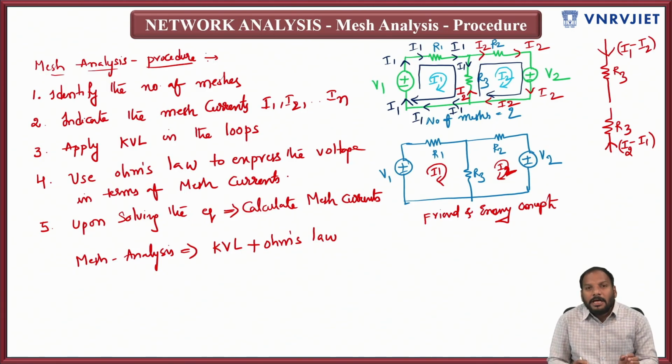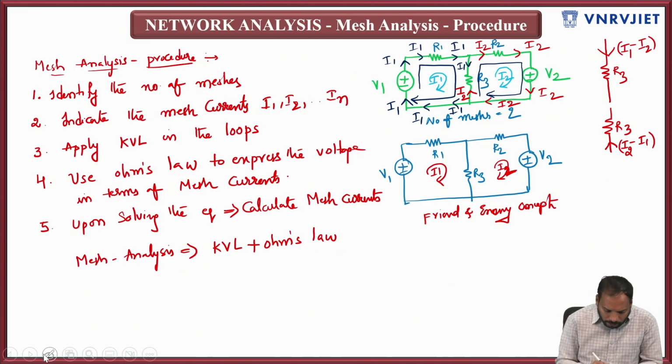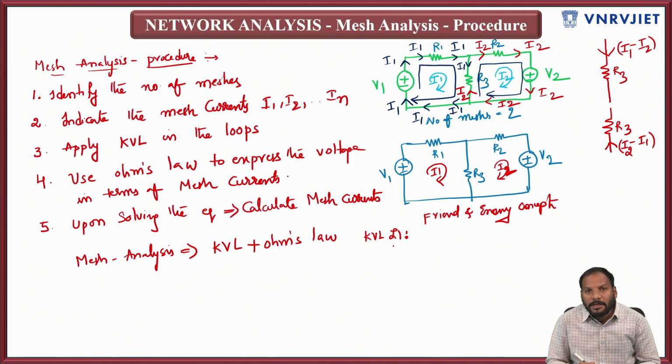In applying the KVL, every time I walk in the loop. Now I'll show you with the red color. I'll apply KVL in loop 1. You start walking from here. You reach this point, then immediately you are touching the negative terminal of V1. That is why you consider minus V1. Then you are here, you are going like this.